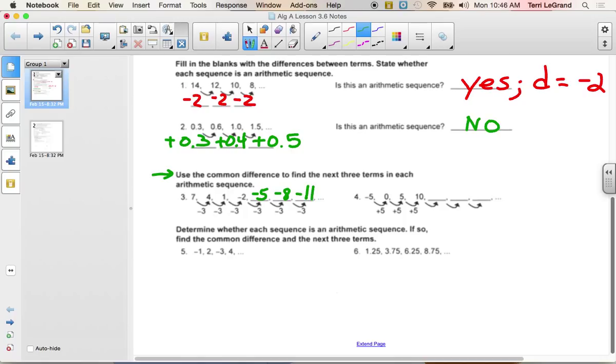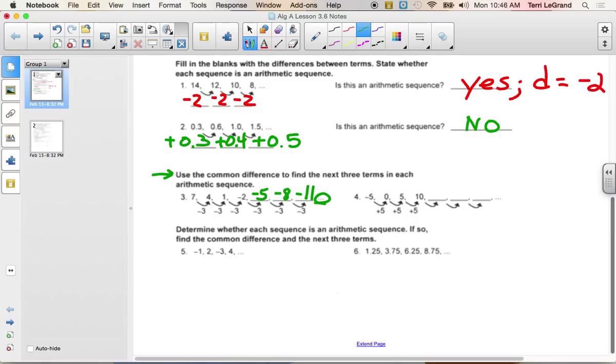Negative 11. And this pattern, that's what this ellipsis means right here, those 3 dots. That means this pattern just goes on and on and on. Same pattern forever. We could get lots more terms. In other words, there's an infinite number of terms.